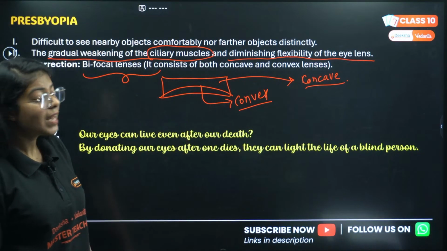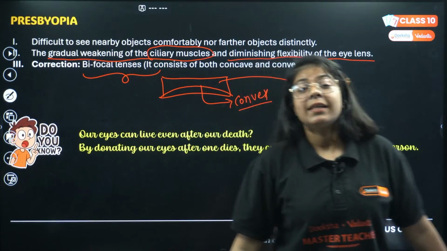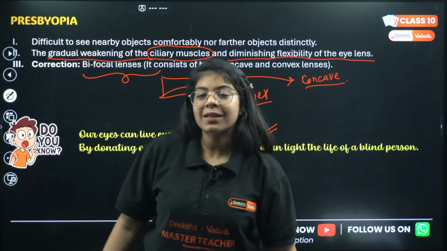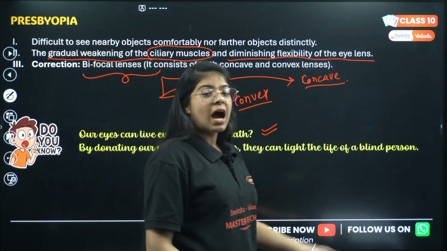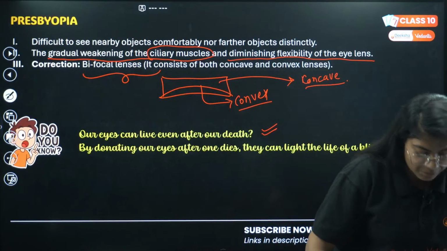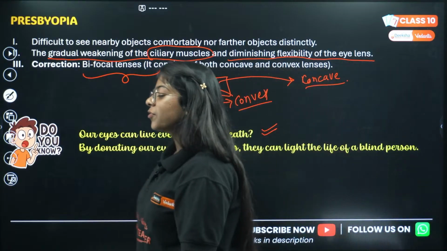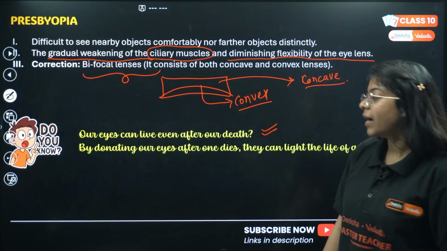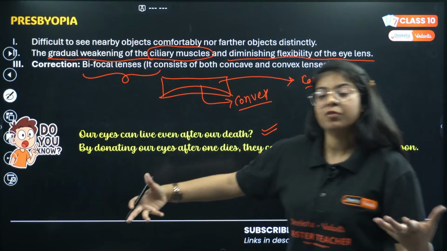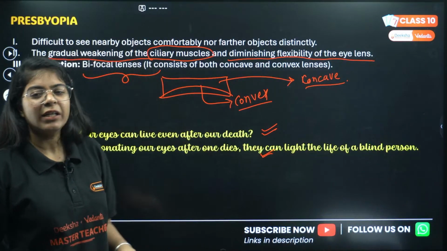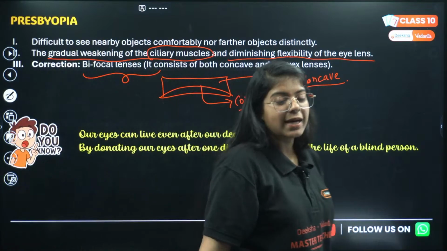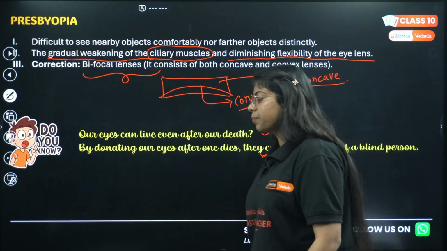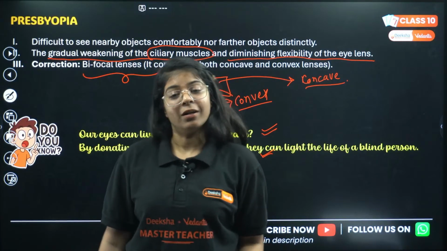Correct? And it's a very important fact that, do you know that your eyes can live after your death? Not for much longer, obviously, but they can definitely live for a certain time after, not your death, I'm very sorry, of a person's death. And if the person wants to donate their eyes, they can definitely do that and can then light the life of a person who cannot see. Majorly the person who dies, they donate cornea, and that helps people who are not able to see the world.